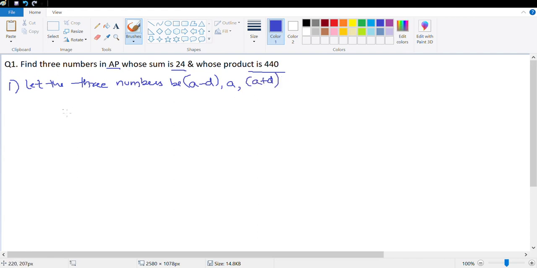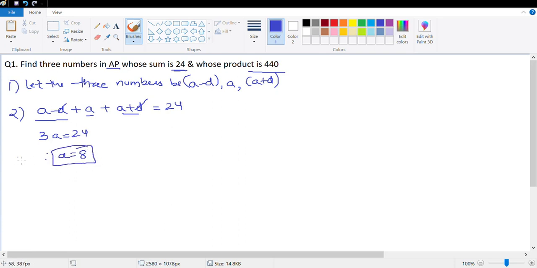That's the assumption. Next, we've been given that the sum of these terms is 24. So what's given is a minus d plus a plus d. These are the three terms, and the sum of these three terms is equal to 24. Negative d plus d get cancelled. 3a is equal to 24. Therefore, a is equal to 8. So we've got the value of a.